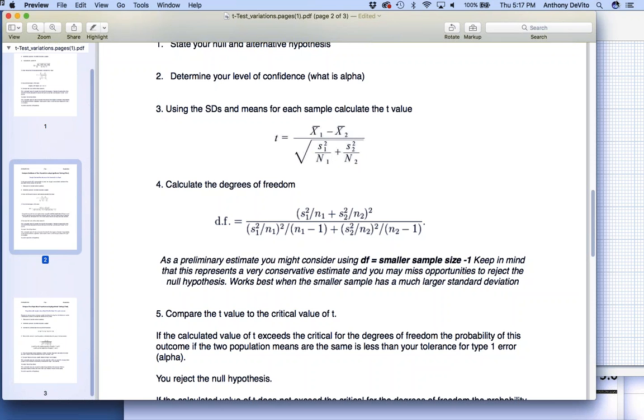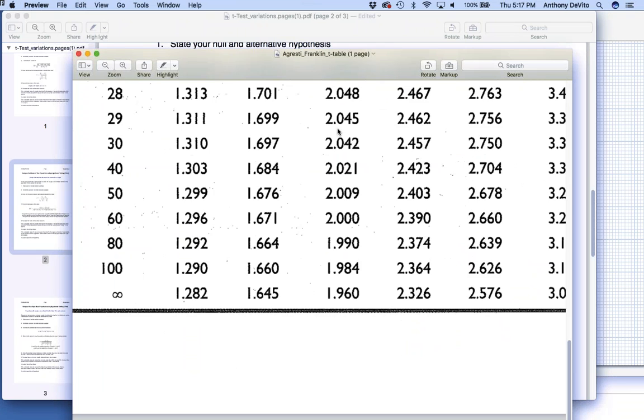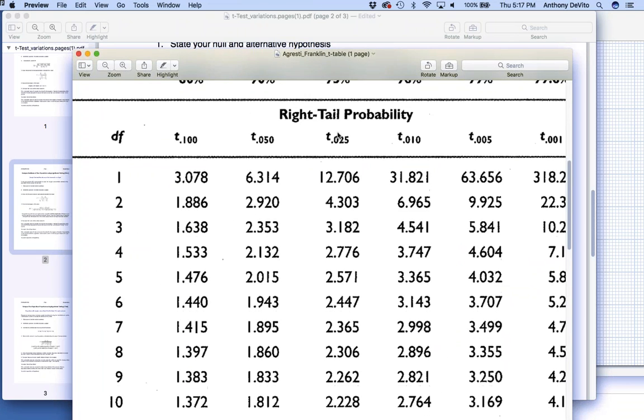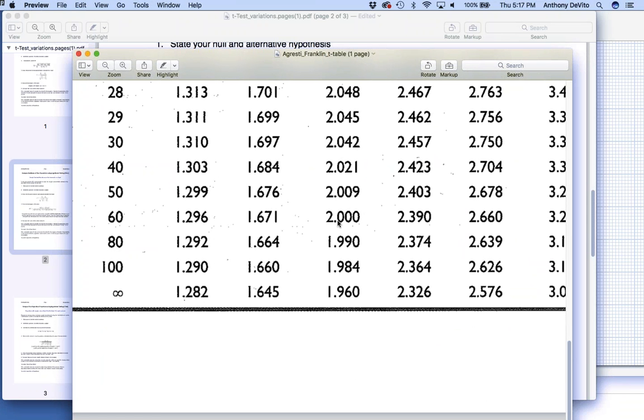Okay, now if I open up my t-table, for 70 degrees of freedom, right? In this case, my t-score has to exceed, let's see, somewhere between 2.2 and 1.99, right? So I'm going to choose 2.00. Instead of 1.97 now, our critical value of t is 2.00. Right? I'm going to go more conservative because it's in between. So I'm going to use 2.00, right?